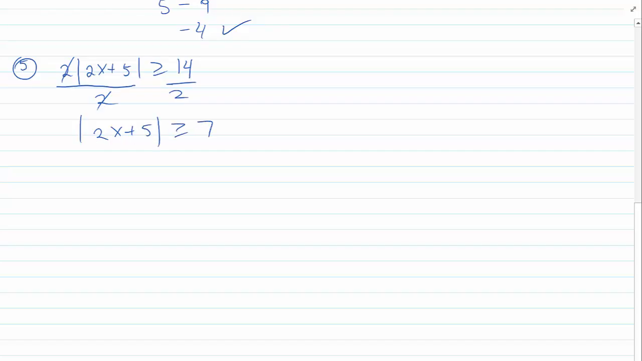All right, now what does that mean? The absolute value of 2x plus 5 is greater than or equal to 7. The number can be more than 7, but no less than 7. Wait, does that make sense? The first part did make sense. The other part is not correct, though. But it's good, I mean, you did it.